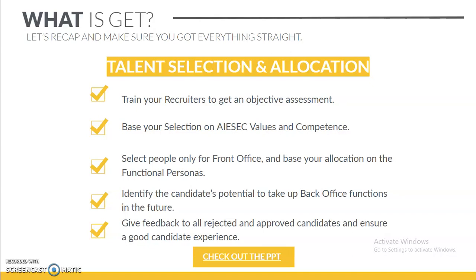Something that you need to take into consideration during the whole selection and attraction flow is do not forget about ISEC values and the core competences. These are things that need to be a must in our candidates, so always take this into consideration.